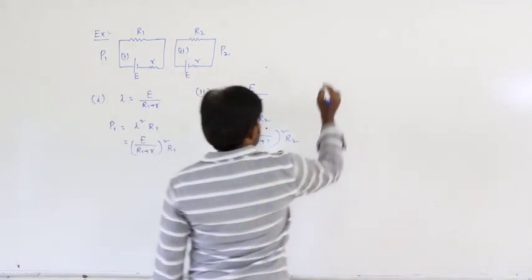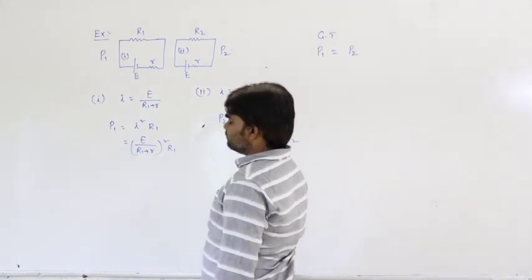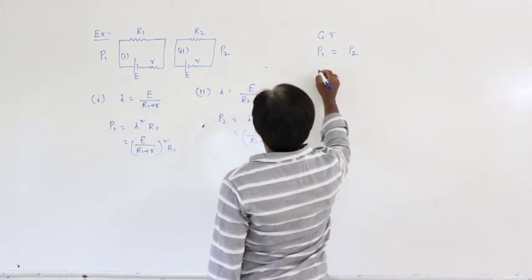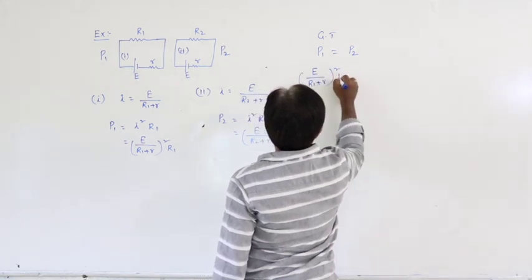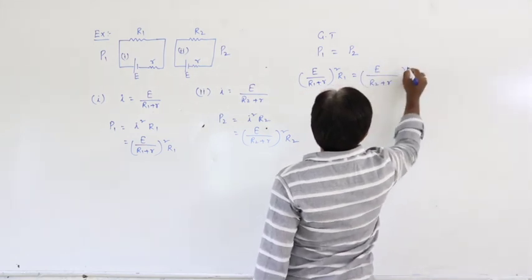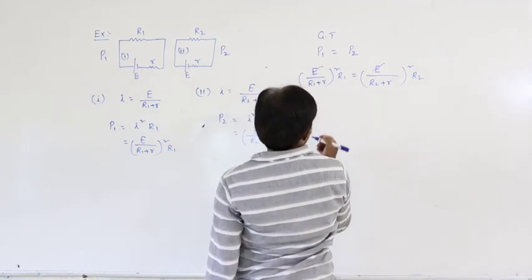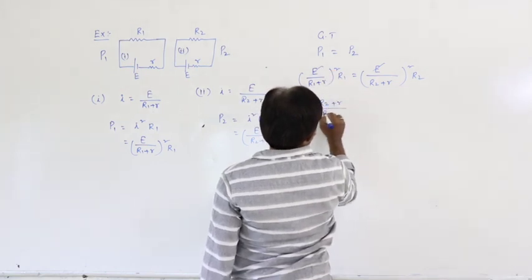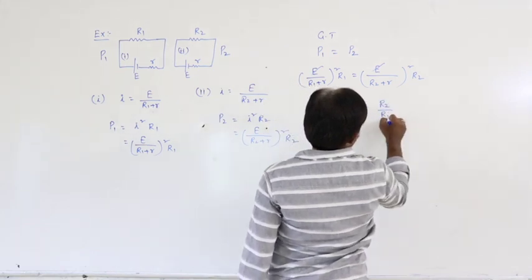The given condition is that the power consumed in the two situations is the same. So E by R1 plus small r whole square into R1 is equal to E by R2 plus small r whole square into R2. E gets cancelled. So that is R2 plus small r divided by R1 plus small r whole square is equal to R2 by R1.